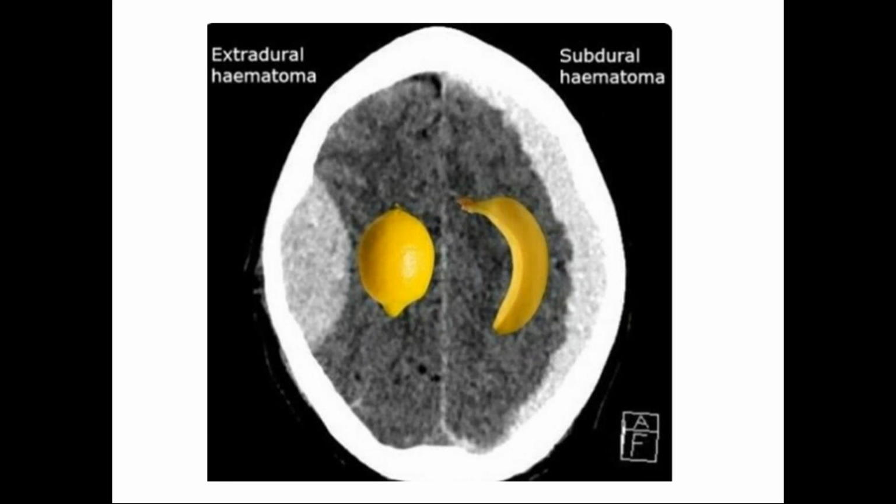And coming to brain hemorrhages, this is a CT scan of a patient showing two types of hemorrhages. One is an extradural hemorrhage, and the other is a subdural hemorrhage. And these have classic appearances, which is either a banana shape, which is a subdural hemorrhage, or a lemon shape, which is an extradural hemorrhage. As we can see, the blood products on a CT appear quite bright and can be easily distinguishable.